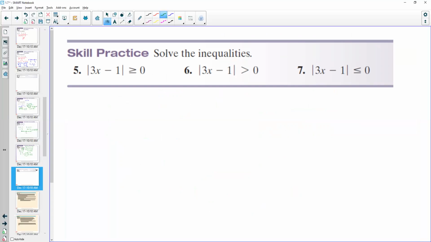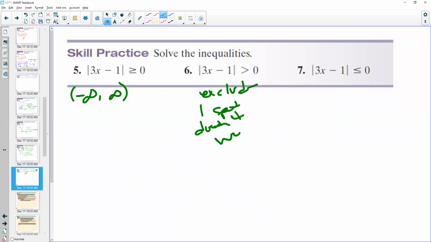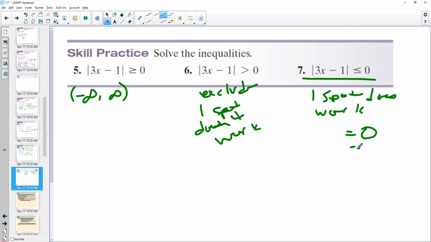Remember, what's going to happen here essentially is that in this case, everything's going to work. Greater than or equal to 0. Basically, anything that comes out of an absolute value is greater than or equal to 0. In this case, there's going to be something you have to exclude. Okay, there's going to be one spot that doesn't work. And then in the last case, there's only going to be one spot that does work, because anything else is going to be less than 0, is going to be negative, and I can't get a negative out. So something is going to equal 0 here. That's the only case. All right.